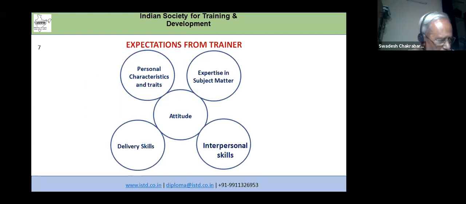The expectations from a trainer, what we have already been discussing, are given here diagrammatically. There are certain personal characteristics and traits. His expertise in the subject matter, as I told you, he must be an expert in his subject matter. And of course, the attitude is very, very important. That attitude will determine how he is going to function, how he is going to work, how he is going to influence the people, his trainees. He must also have delivery skills and interpersonal skills. All these things together create a good trainer.